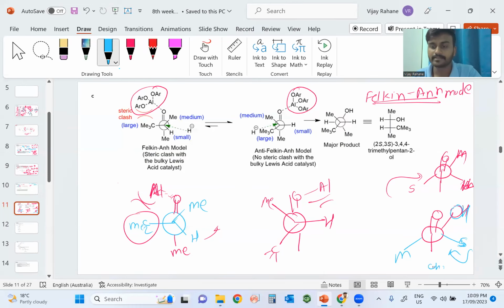This is the chelate model, this is the Cram model, and this is the Felkin-Anh model. In the Felkin-Anh model, what we generally do is keep the small group at 90 degrees right here, and small or large.